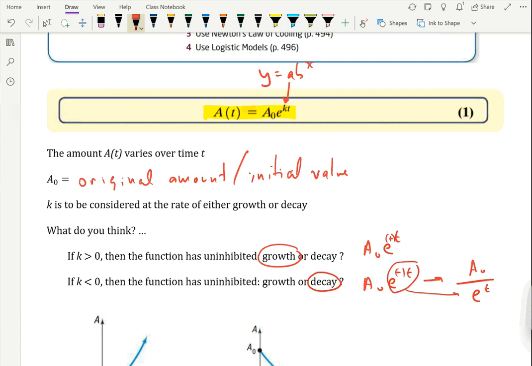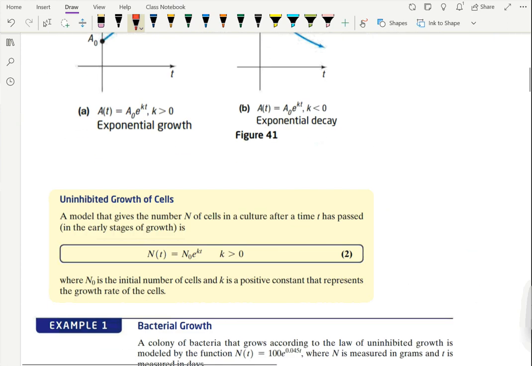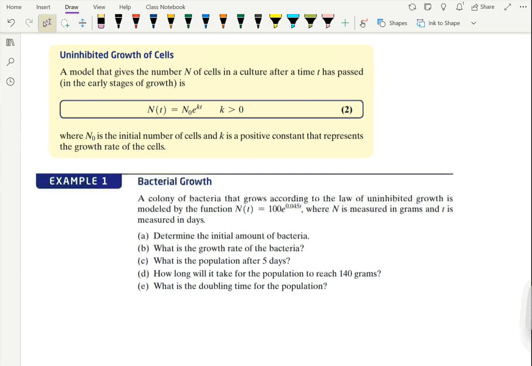Previously, we had our financial items where A equaled the principal times 1 plus the rate over n, to the nt. So that was a formula that we had. So a variety of formulas. Take a look at this. One more variation on this as we get into another question, uninhibited growth of cells. So this model gives a number N of cells in a culture after a time t has passed. So in the early stages of growth, we could go ahead and follow this particular pattern where k is positive.